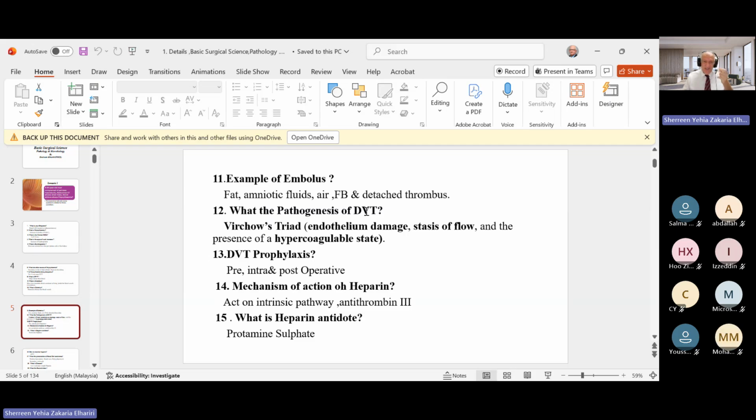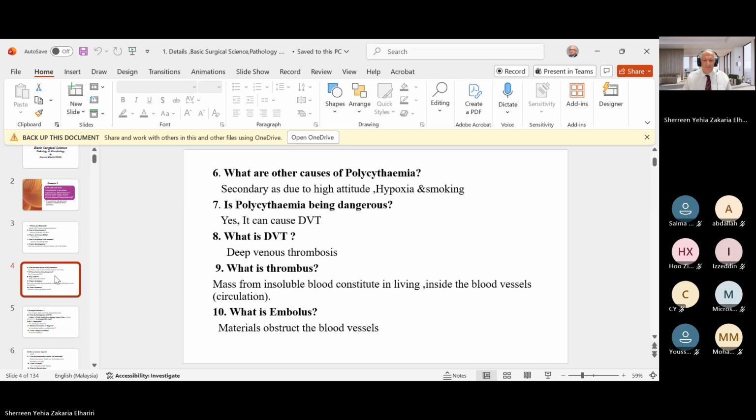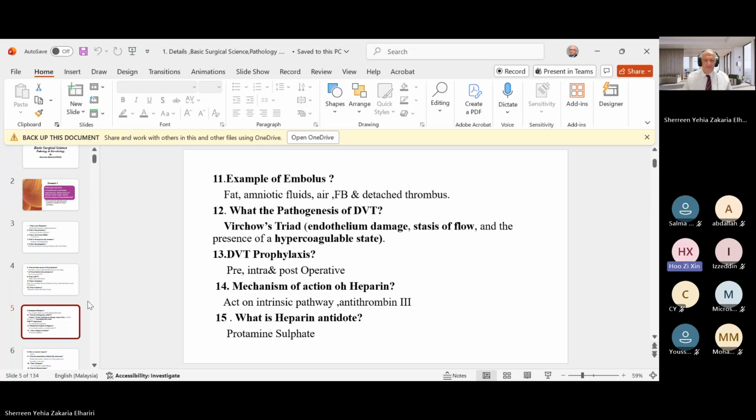So you mentioned DVT is deep venous thrombosis, and thrombosis is occlusion of the flow of blood vessels in the living by thrombus. So what is the pathogenesis of deep venous thrombosis? It can be explained by Virchow's triad, which consists of endothelial injury, venous stasis, and hypercoagulable state.